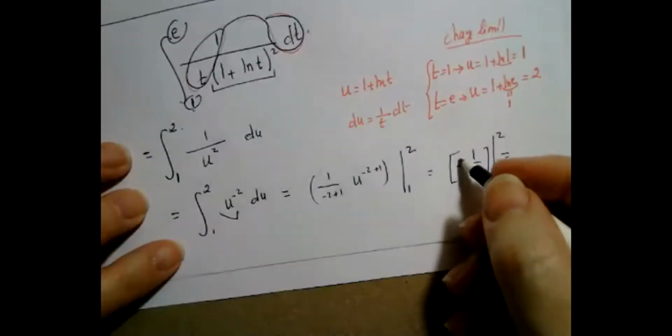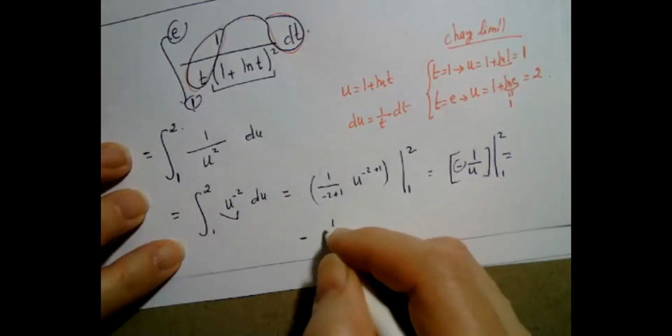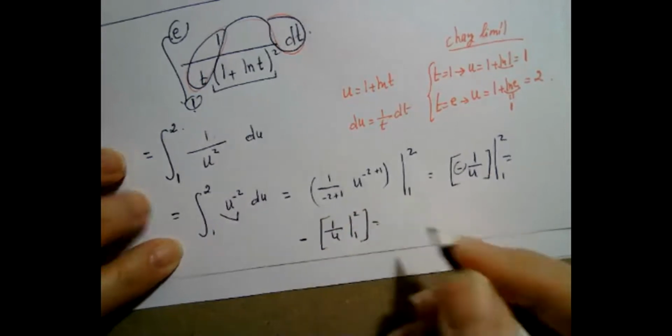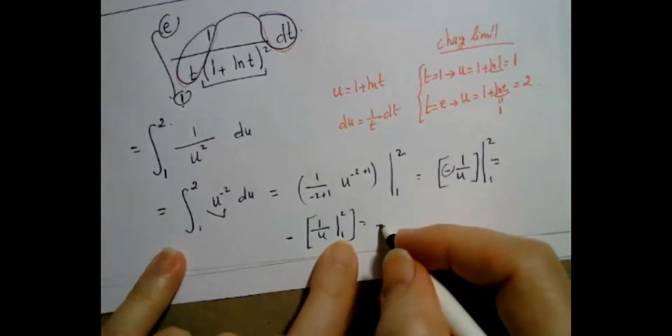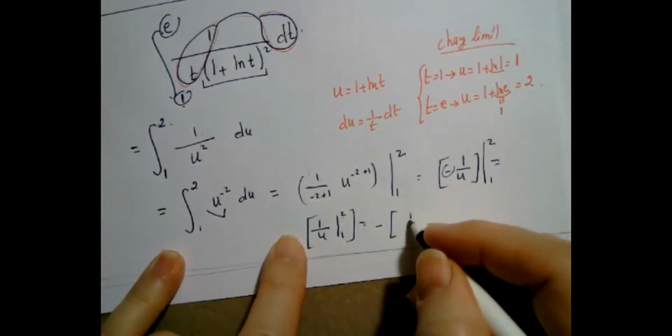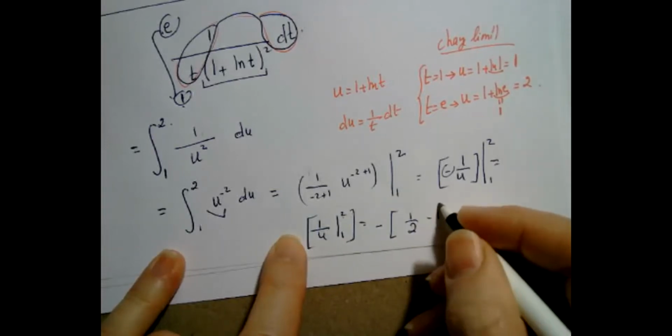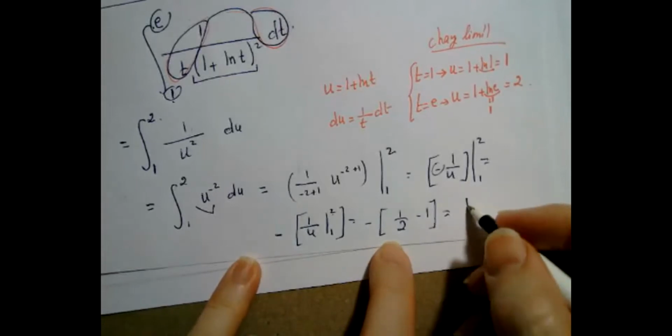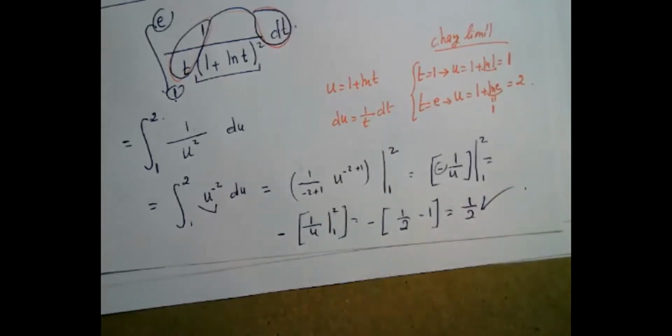Now, this is a constant. Actually, I can really take it out. Between 1 and 2, you don't have to, but it makes the math easier. And that gives me minus, at the upper limit, a half. At the lower limit, 1. A half minus 1, that's minus a half. So that gives me a half. End of the problem.